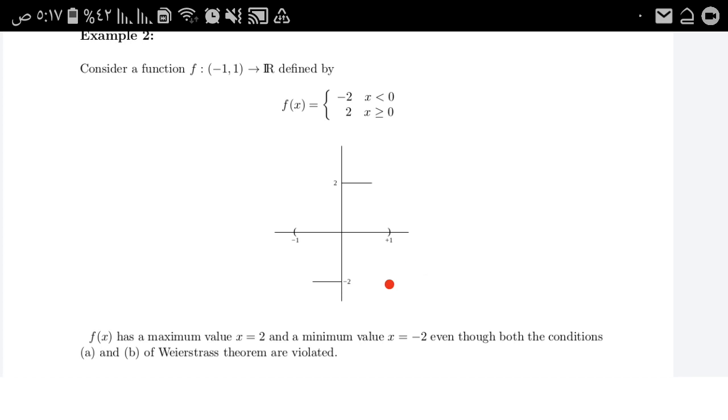In this example, the interval -1 to 1 is not closed, it is open. Also, the function f is not continuous, as you can see. But we can obviously observe that this function has maximum value 2 and minimum value -2. Which means that the conditions of the Weierstrass theorem are not essential.